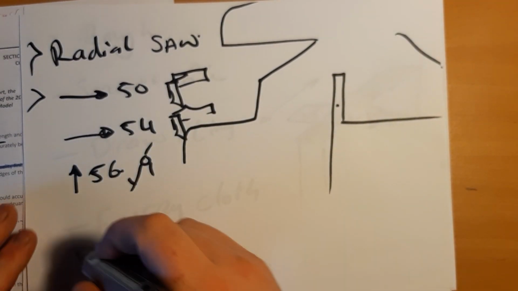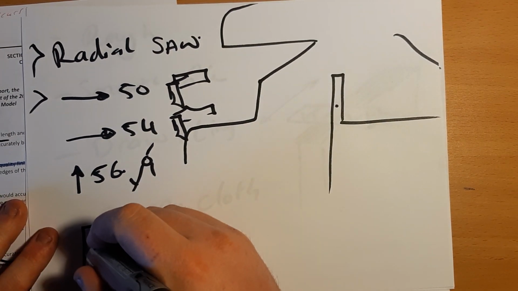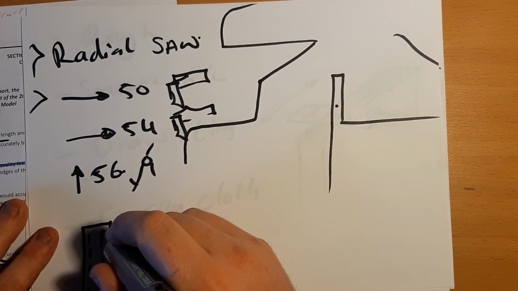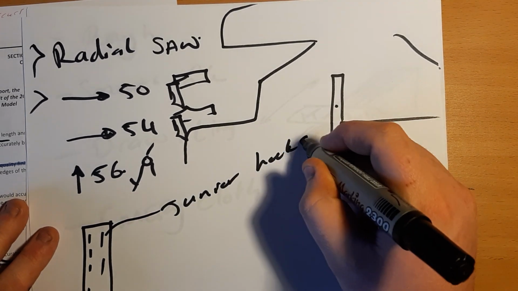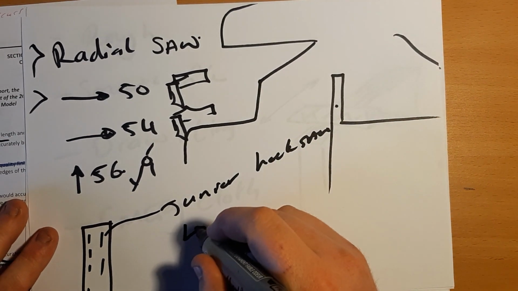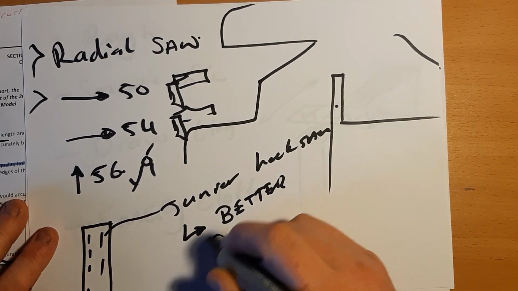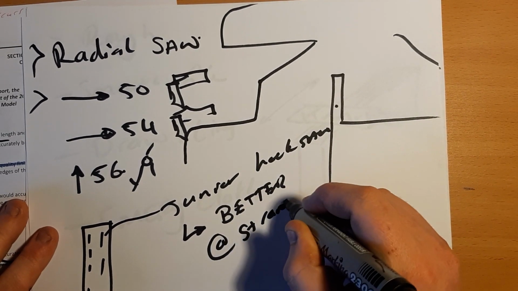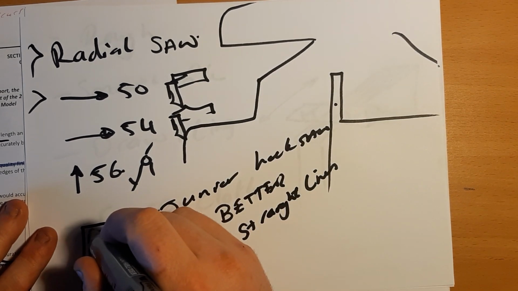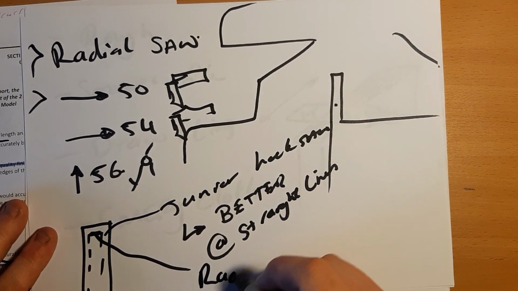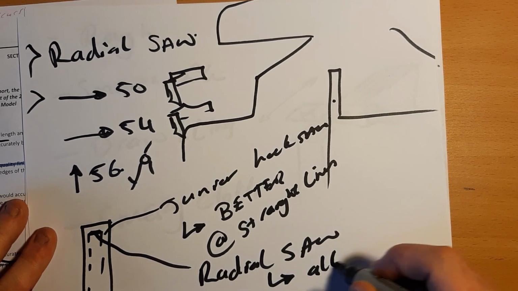The next thing is to remove it. You could draw a little sketch for this. You could say that you put down 2 tracks using the junior hacksaw. Again, it's better at straight lines; the radial saw will be all over the shop. And then this little cut here, you're doing with the radial file, the radial saw, as it can go in all directions.